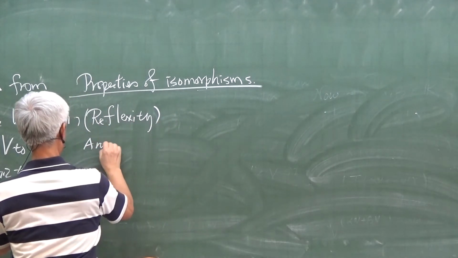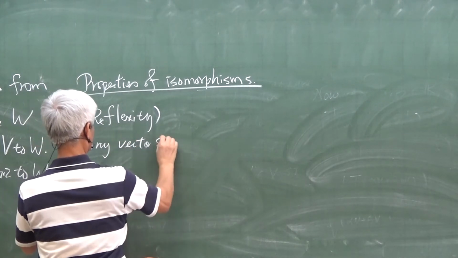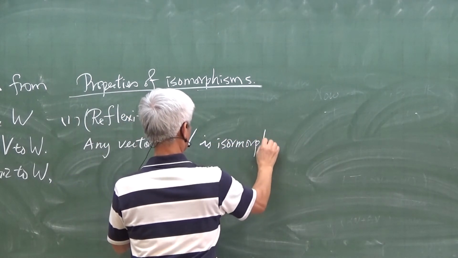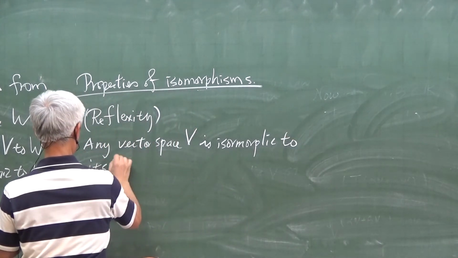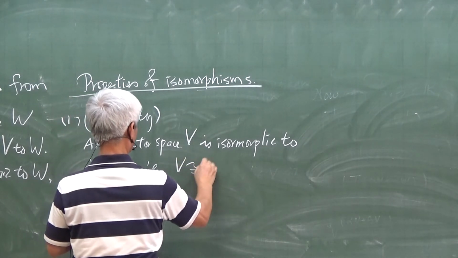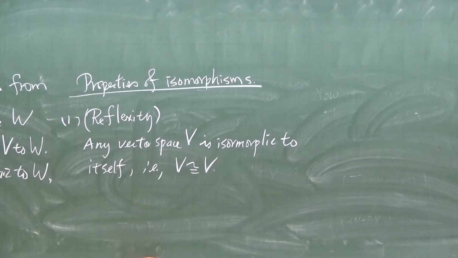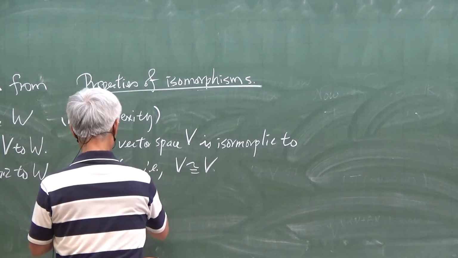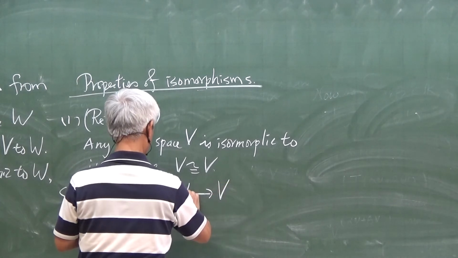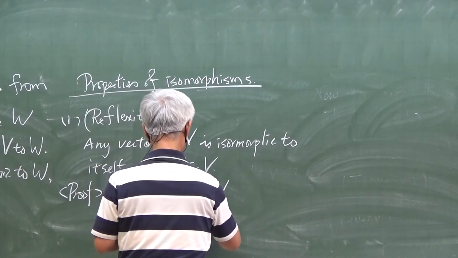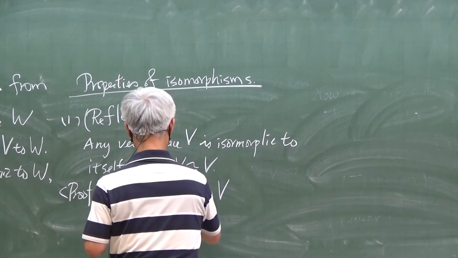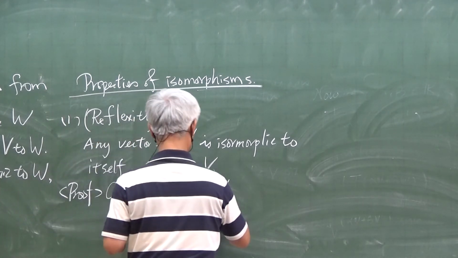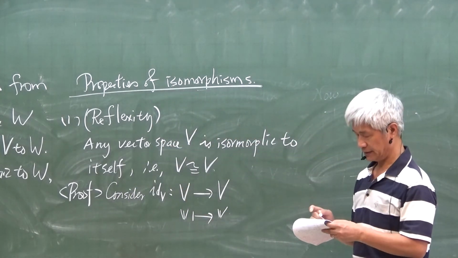It says that any vector space V is isomorphic to itself, i.e. V isomorphic to itself. Right, so to prove that, let I_V be a function such that, so this is identity. So consider the identity function of V. Okay. So we consider the identity function of V.